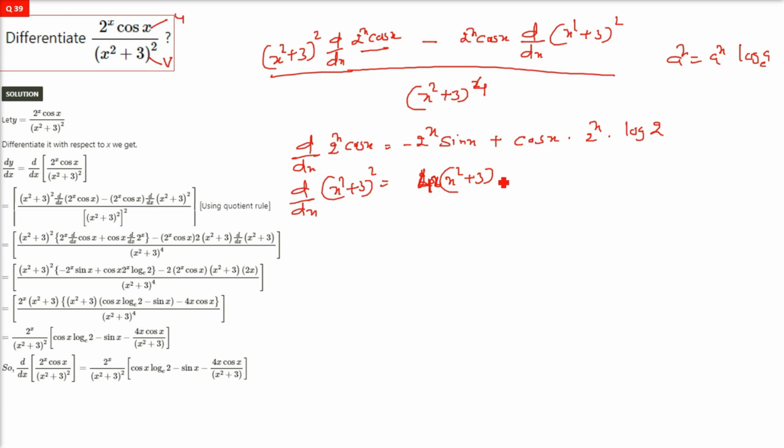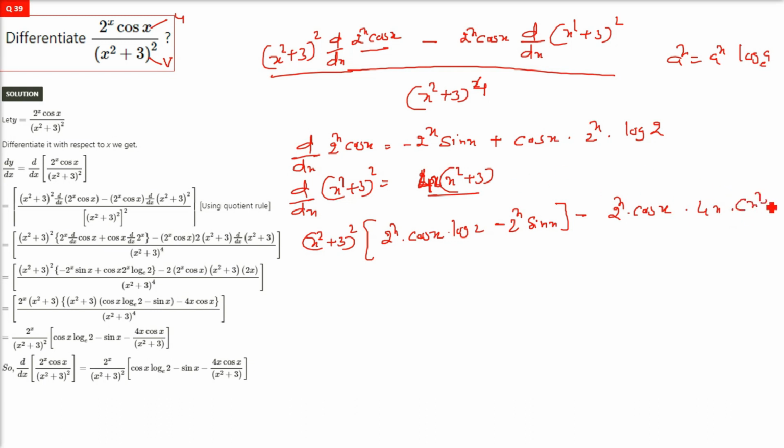So what we will do here is, we'll just put these values which we just found. So it is x square plus 3 whole square, and then in place of 2 to the power x cos x, I am writing 2 to the power x cos x, and then log 2. I am just exchanging the places so that the negative comes in between. Then we have 2 to the power x sin x, then minus 2 to the power x cos x, and this is 4x and x square plus 3. Alright.